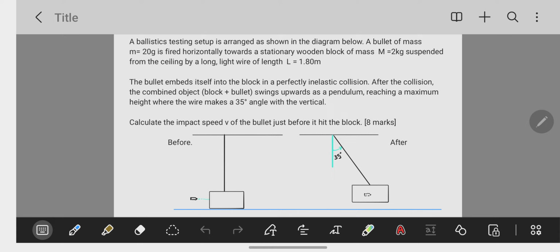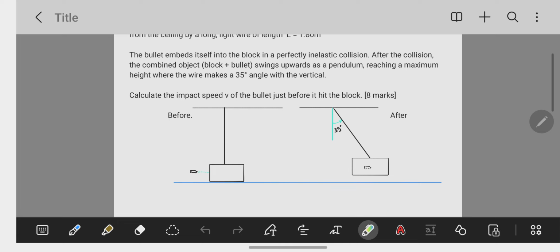So how are we going to answer this question? There are two things to consider here. One, we have to think of collisions. The bullet collides with the block. Because there's a collision, we can use the conservation of linear momentum. In order to do that, we'd have to know quite a few things.